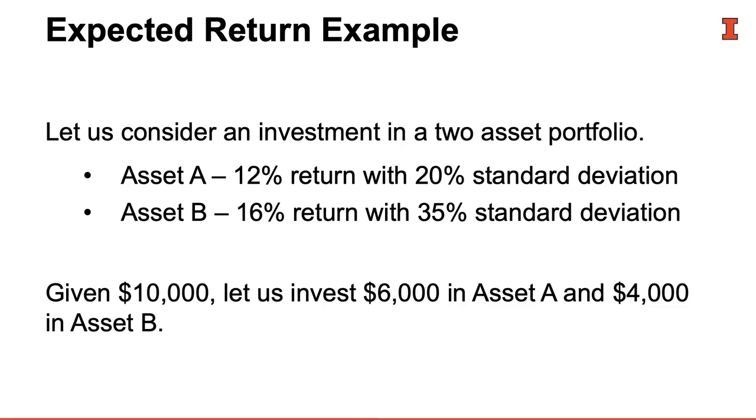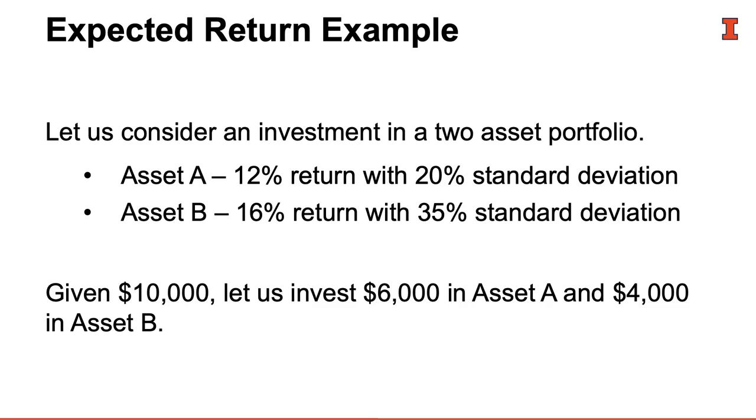So let's look at an example of expected returns of a portfolio. So let's consider an investment portfolio of two assets. Asset A has a 12% expected return with a 20% standard deviation. Asset B has a 16% return with a 35% standard deviation. And then given that you have, let's say, $10,000 that you're going to invest, you choose to invest $6,000 in A and $4,000 in asset B.